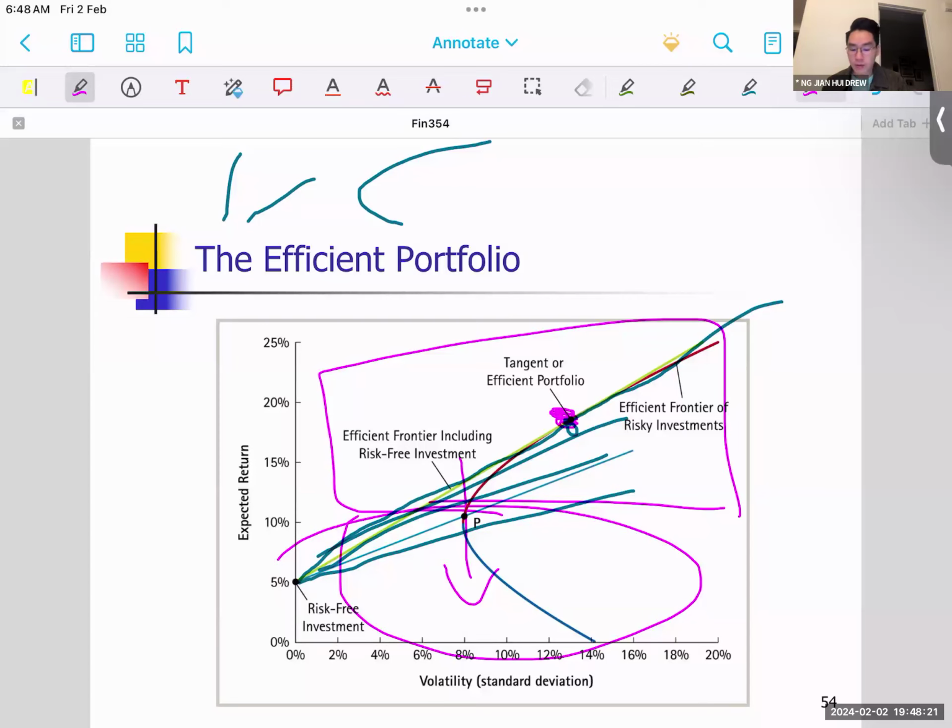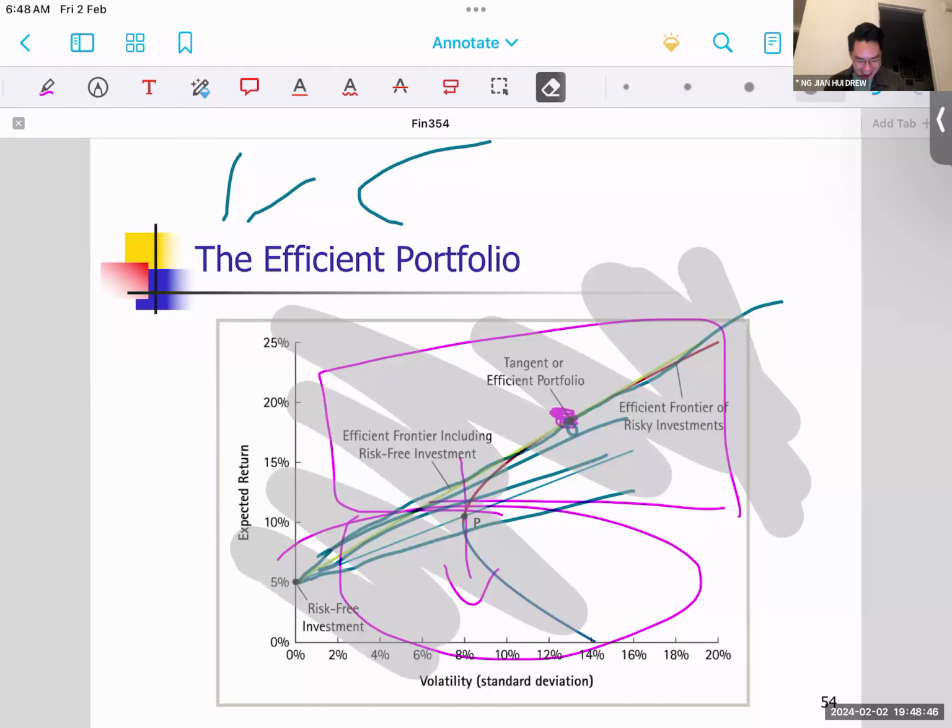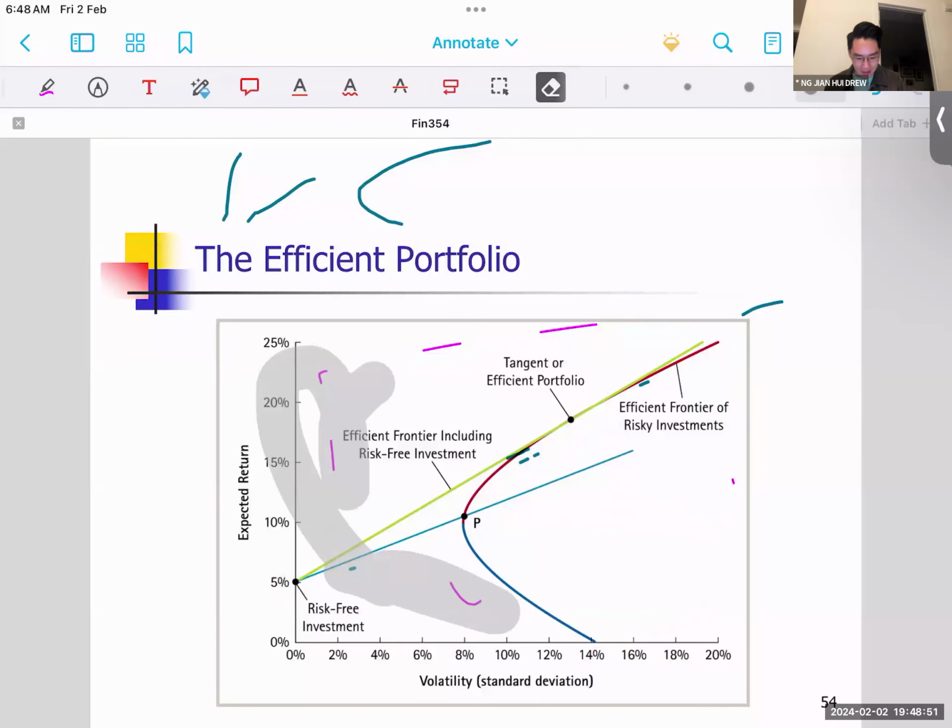Does anyone need me to repeat this? What does this mean again? Okay, what does it mean in simple terms? Okay, in simple terms, it means that, okay, let's just erase this first so it's easy to look at it again.